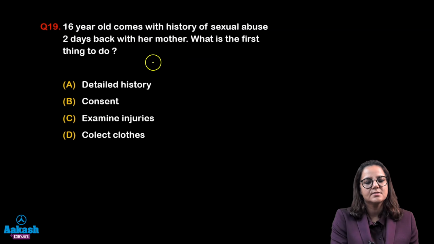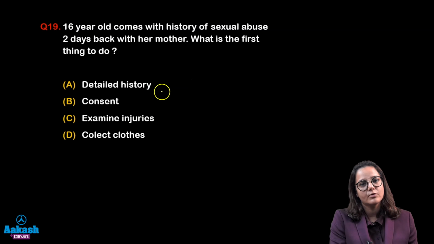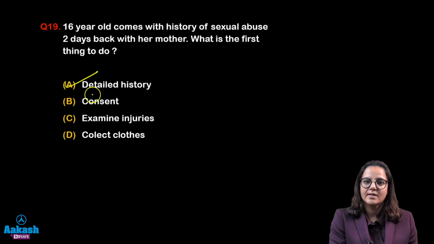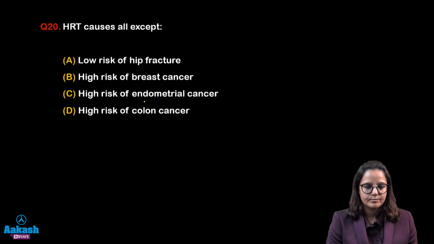A 16-year-old comes with a history of sexual abuse by her mother 2 days back, and what is the first thing that you are going to do? So again, this is a straightforward question. What is the first thing you do? You will always take a detailed history first. After that, you will take the consent of the patient and you will examine her injuries, you will collect her clothes. But the first thing that you do is take a detailed history.